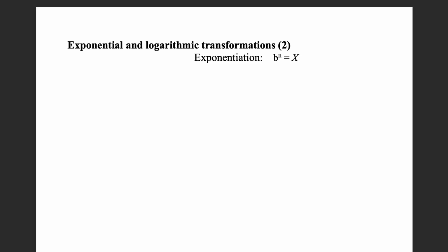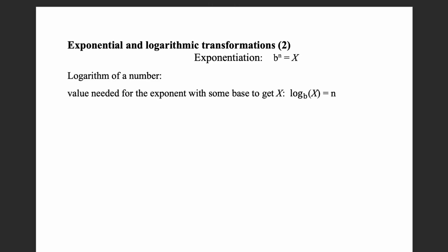So if exponentiation is captured by this formula, where we have a base number b and an exponent n, and that gives us some result x, then taking the logarithm of a number is basically reversing that logic. Taking the logarithm of the number is finding the value that we need for the exponent, with some given base number, to get a certain value x. So we say we have a log, which is short for logarithm, of some base number. And for that base number, we want to get to the value x, and we need to find the right exponent to get to that value x.